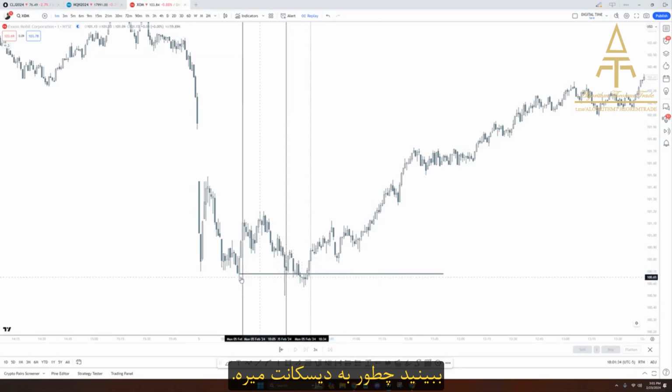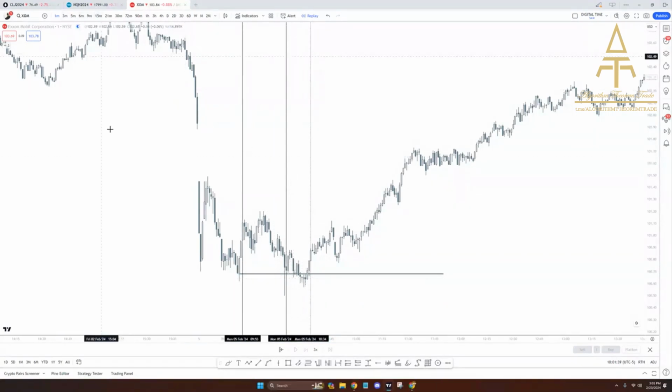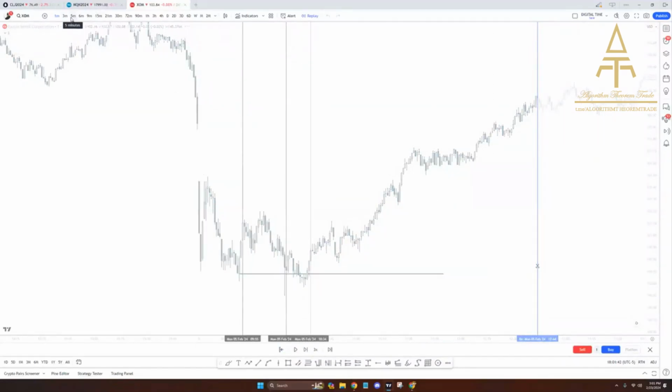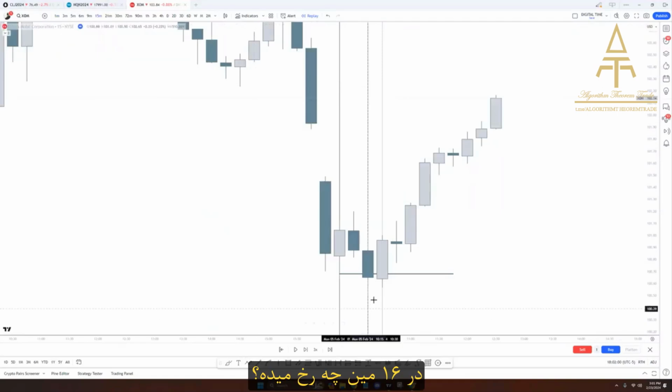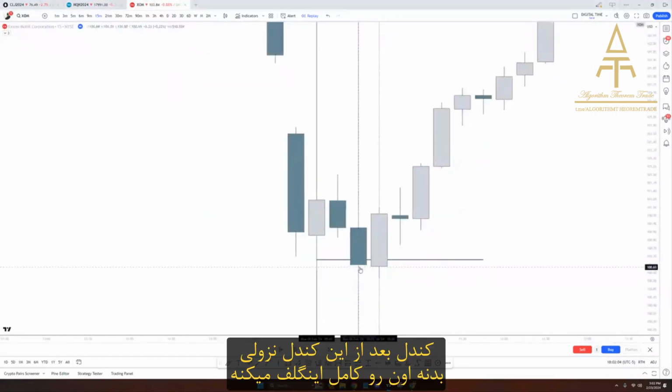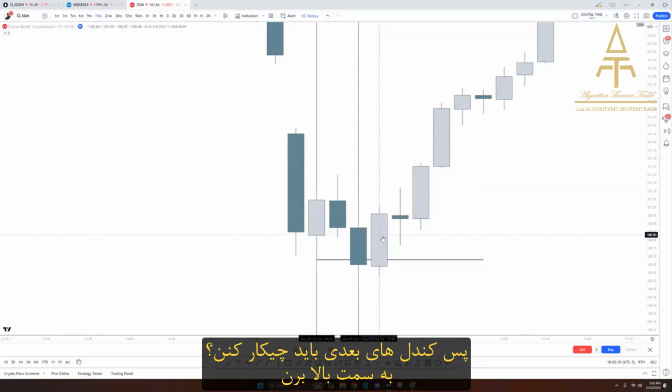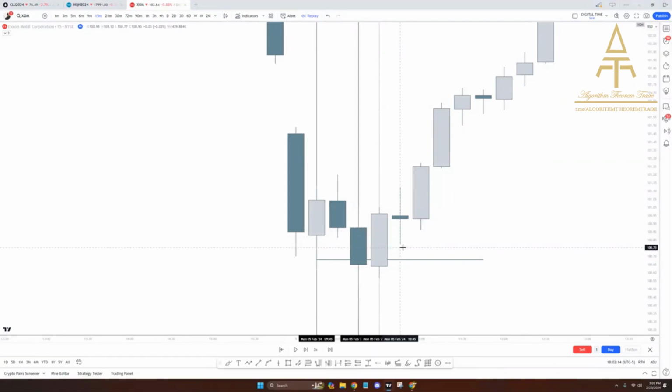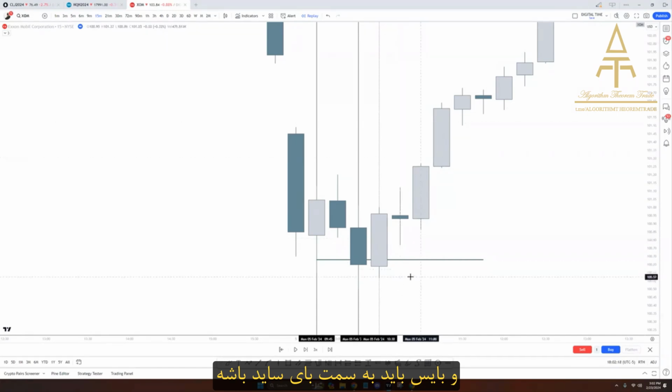You see how it goes into discount of that. And then what happens on the 15-minute? As we talked about, down close candle. What does the next candle do? Close back above and engulfs the entire body. What does that tell you for the next few candles? That is going to push up. That the bias is going to be towards buy side at that point.